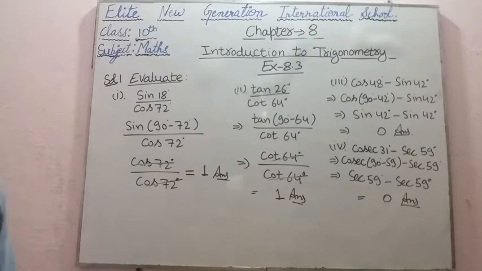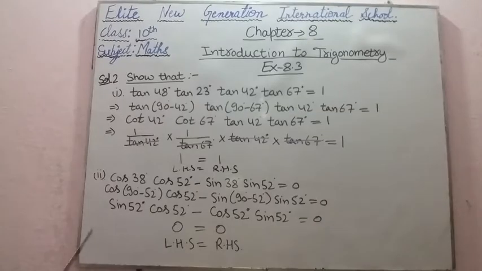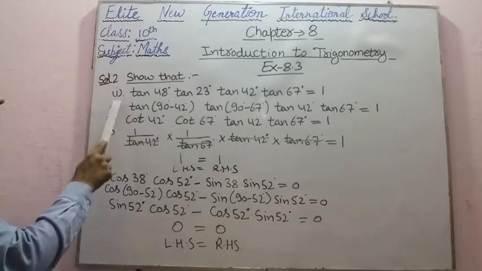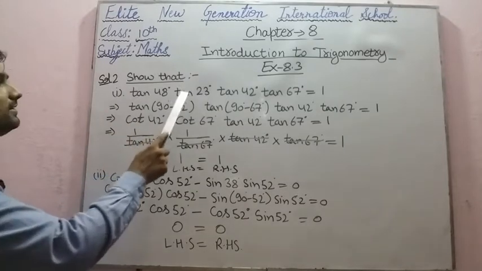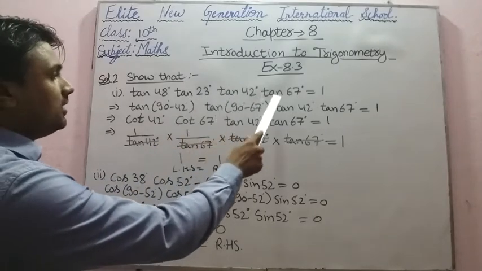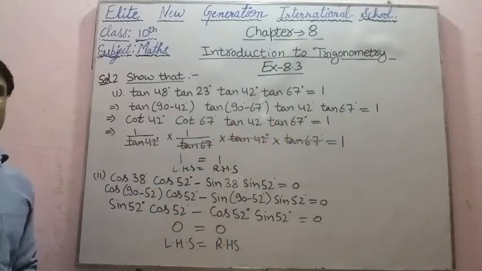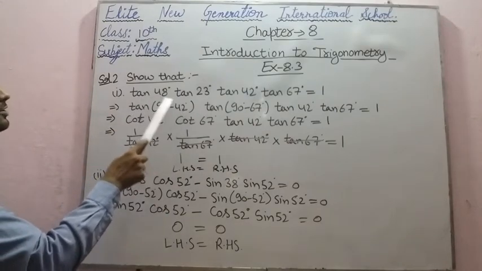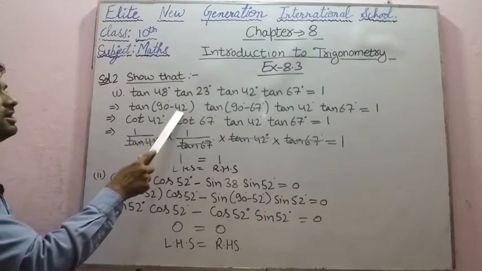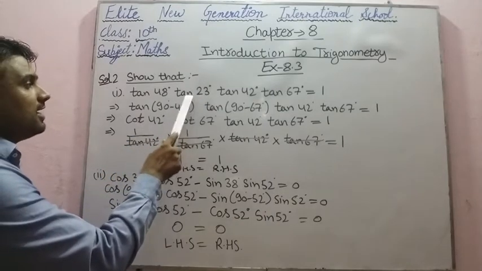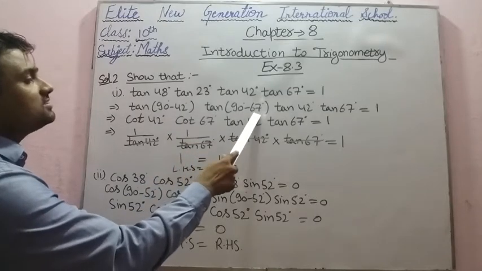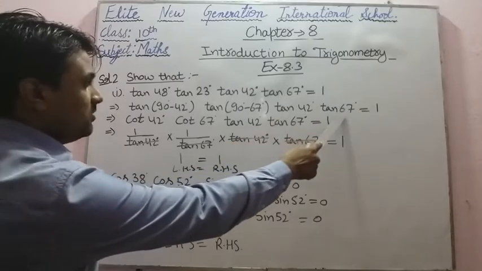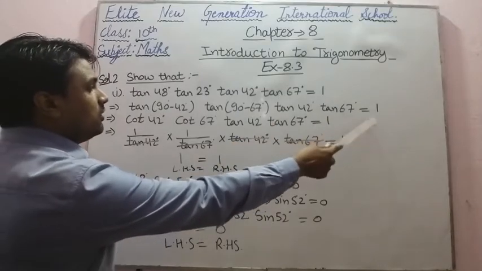After this see the next question, question number 2. In question number 2 we have to show that, in the first part, tan 48 tan 23 tan 42 tan 67 is equal to 1. Here tan 48 we can write as tan(90 minus 42), in place of 48 we write 90 minus 42, and tan 23 we can write as tan(90 minus 67). This tan 42 will be written as tan 42 and tan 67 as tan 67, and equal to 1.